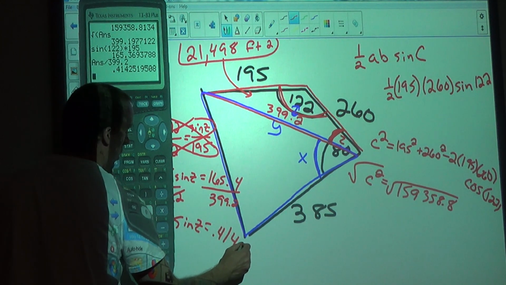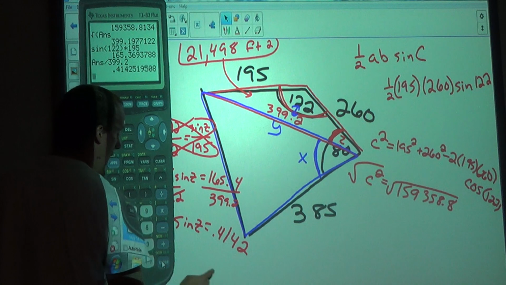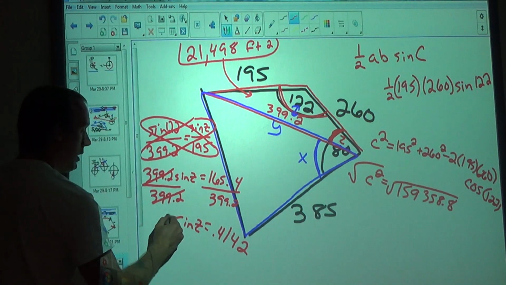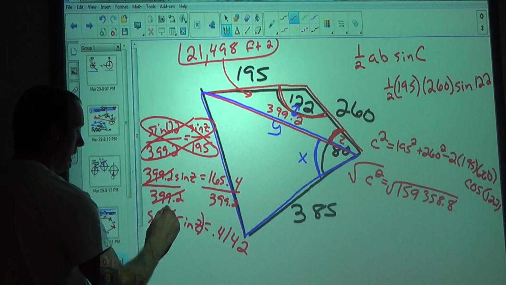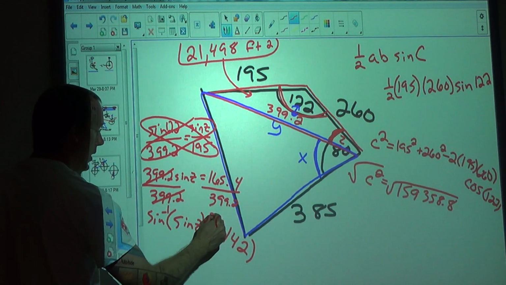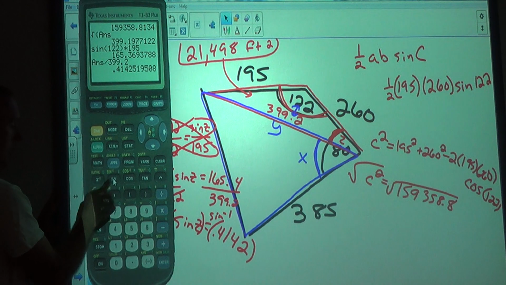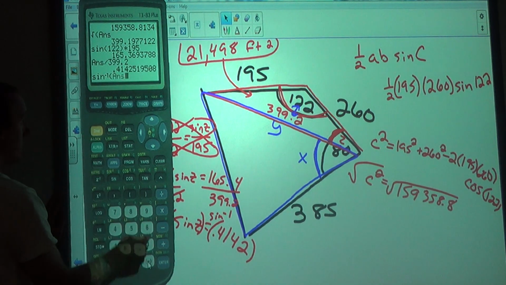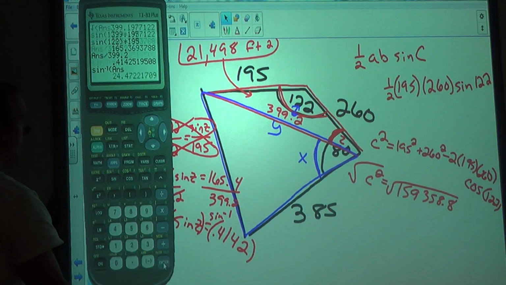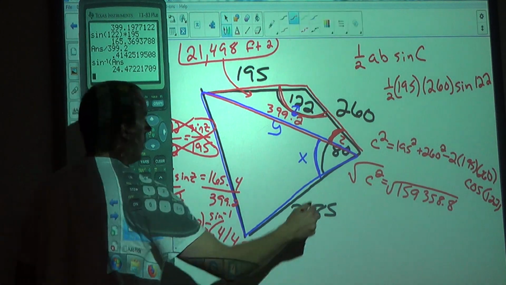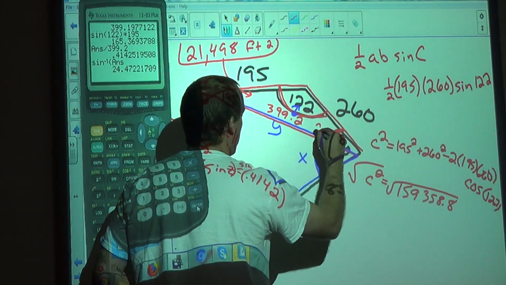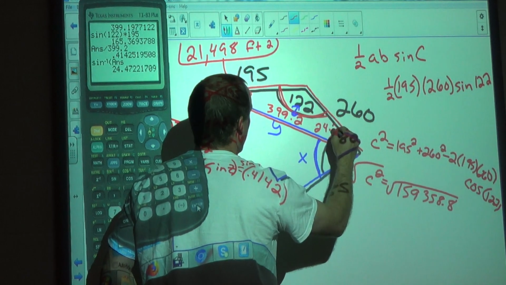0.4142. And then how do we always find the angle using my calculator? Or how do I get rid of this? I do the sine inverse. And what you do to one side, you do to the other. So I'm going to go second, sine inverse of second answer, just bring that number right back in there. And I get 24.5. So my angle right here is 24.5 degrees.